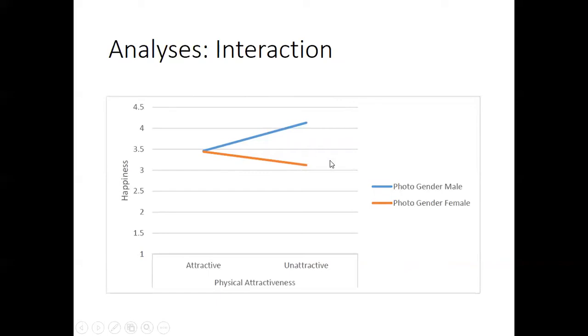So this interaction effect almost supersedes the two main effects, because what it tells us is we can't just talk about the effects of gender without talking about attractiveness. Likewise, we can't just talk about overall effects of attractiveness, because whether attractiveness makes someone appear more or less happy really depends on their gender.